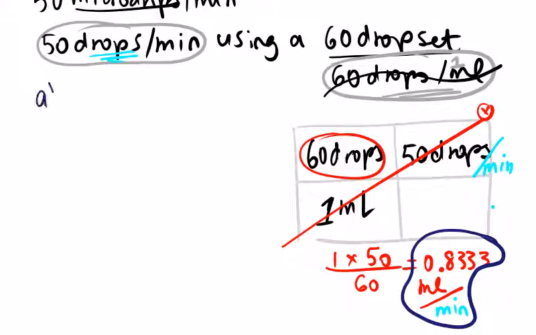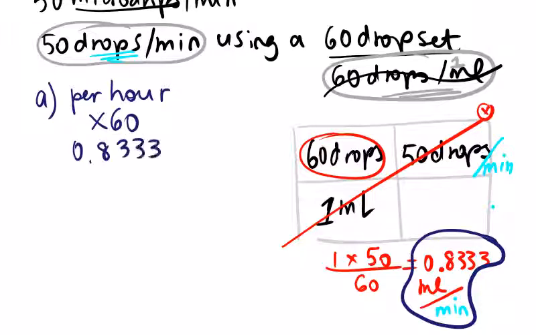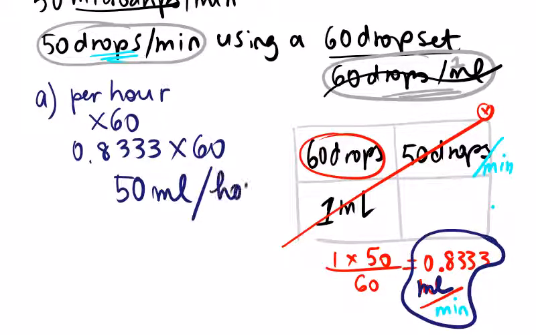The first question asked us the volume per hour. If we know that in 1 minute we will deliver 0.8333 mils, it means that in 1 hour we'll deliver 60 times more than that. So just do that 0.8333. I suggest you just use whatever number is on the screen of your calculator and just multiply by 60, because then it comes out really rounded nicely and you don't need to worry. So we get 50 what? Mils. We are always talking about the volume, but this time per hour.